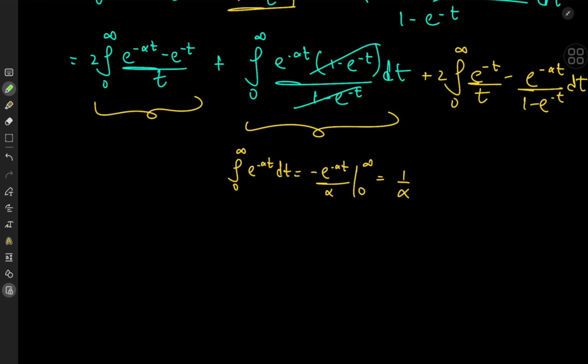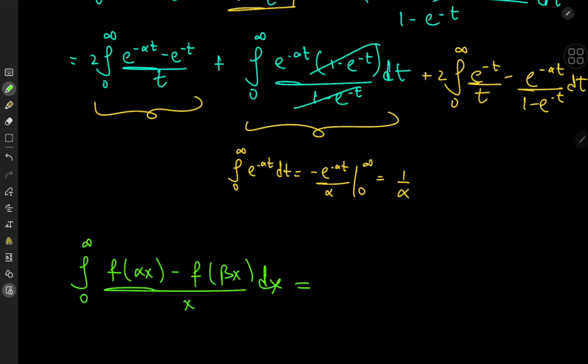But the result goes like the integral from 0 to infinity of (f of alpha x minus f of beta x) over x dx equal to, where the function f is, of course, such that the limit of f of x as x tends to infinity exists, which we will write as f of infinity. Terribly sorry about that. That is horrible notation, but yeah. So it's f of infinity, meaning the limit of f as its argument approaches infinity, minus f of 0 times the logarithm of alpha over beta.